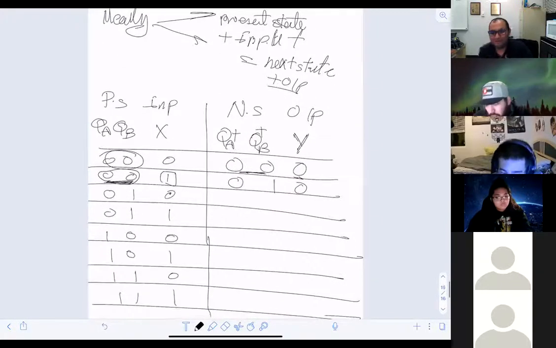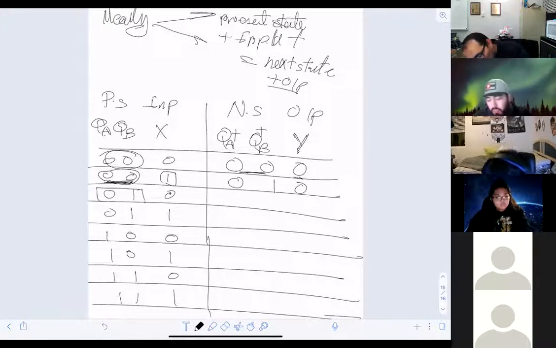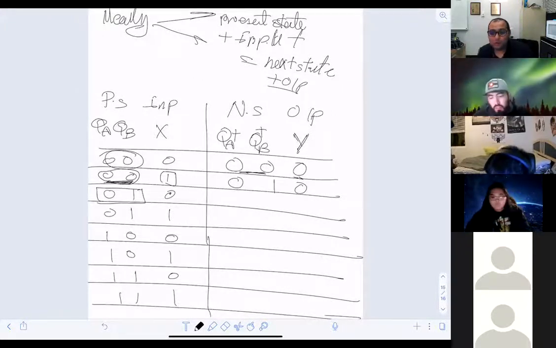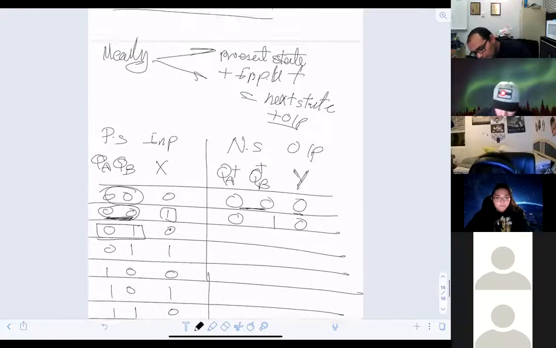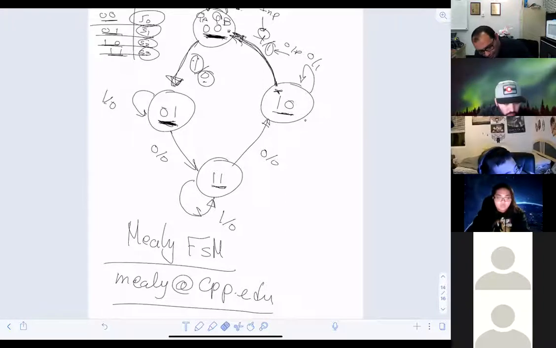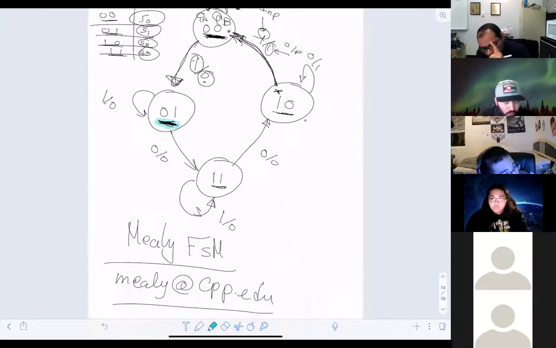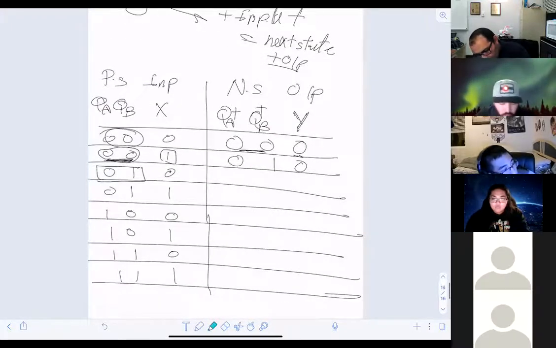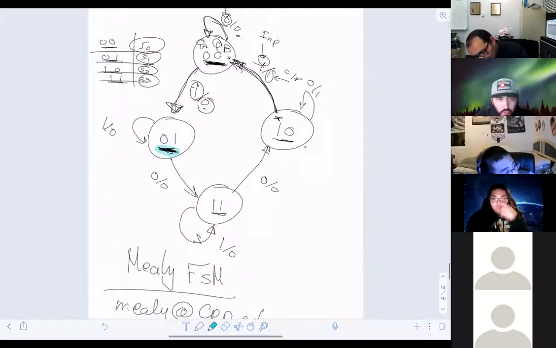Anyway, so now you already got 0, 1, right? Now, what is 0, 1 and the X is equal 0? Let's see where 0, 1 is. 0, 1, this is our lovely state, right? So maybe I can use a different color or shading. So 0, 1 and X is equal to what? 0. 0, 1 and X is equal 0.